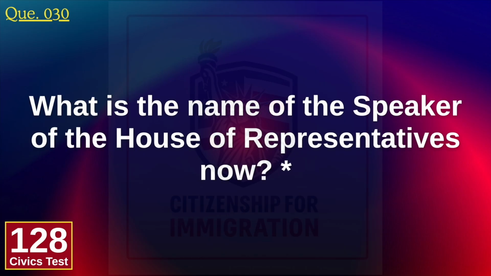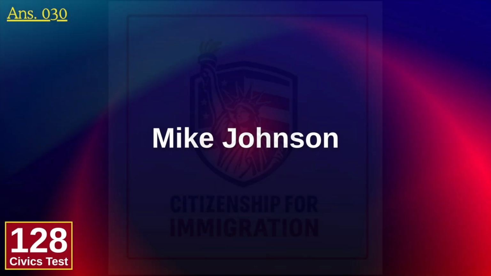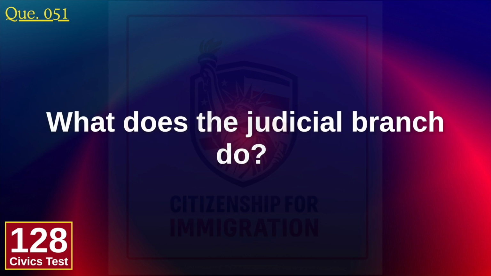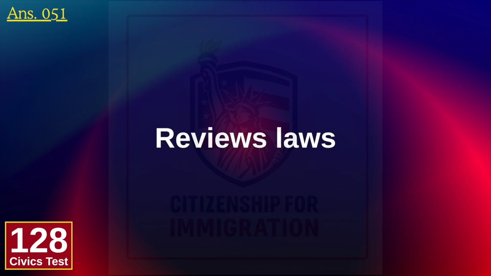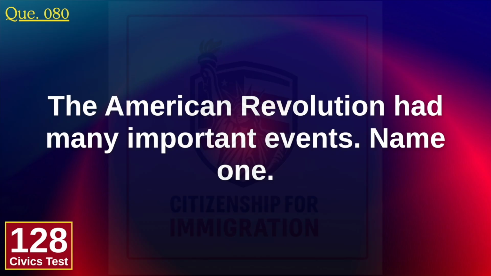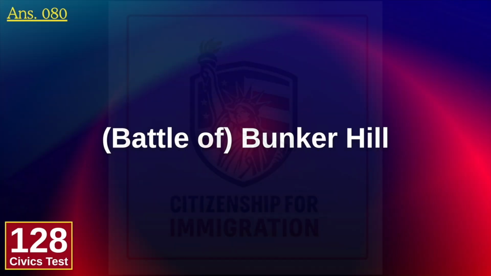What is the name of the Speaker of the House of Representatives now? Mike Johnson. What does the judicial branch do? Reviews laws. The American Revolution had many important events. Name one. Battle of Bunker Hill.